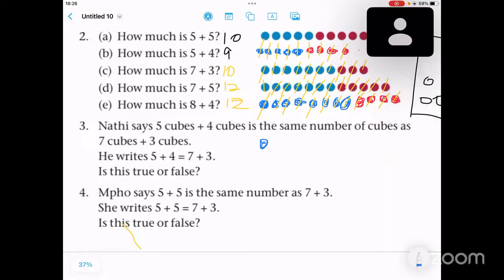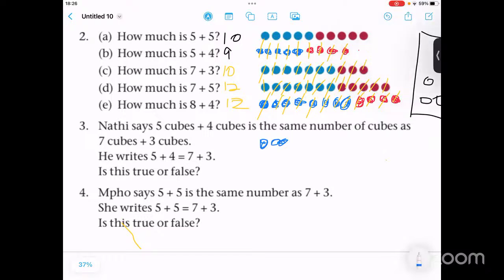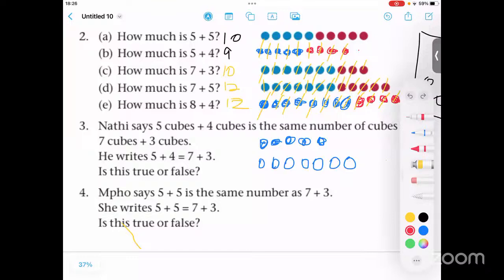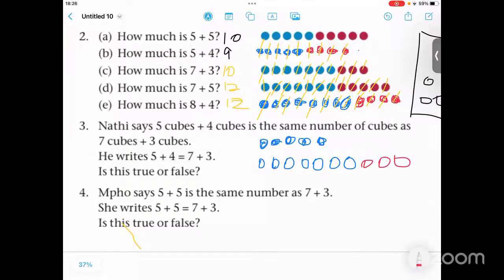which is 1, 2, not doing it, guys. 1, 2, 3, 4, 5, and then they say plus 7, 1, 2, 3, 4, 5, 6, 7, and then for the other side, we are adding what? We are adding 7 with 3, ne? So I'm just gonna do this. 1, 2, 3, and then 5 with 4. 1, 2, 3, 4. Now, how much do we get when we add 5 and 4?